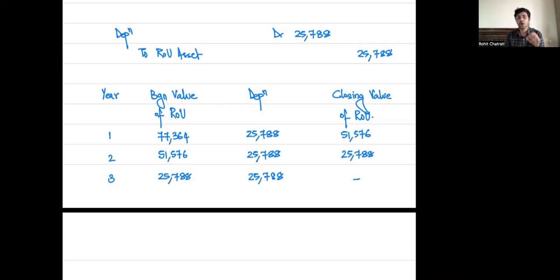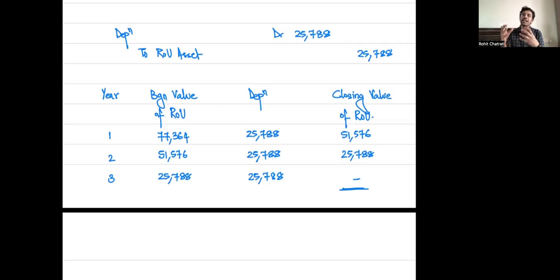Now that's also logical because at the end of third year, ABC is going to return the asset back to the lessor. When ABC does not even have the asset with it at the end of third year, it is appropriate for us to show a 0 value against ROU asset.